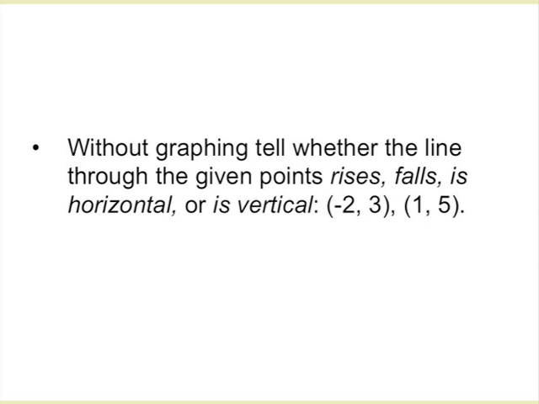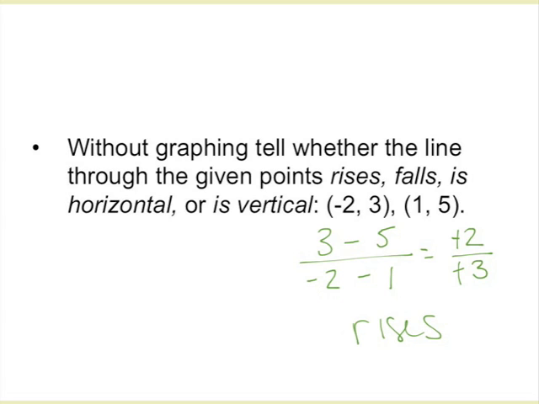Same directions again. So we're going to subtract y minus y over x minus x. On the top I get negative 2. On the bottom I get negative 3. Double negatives cancel, so I end up with a positive 2/3. Positive rises.